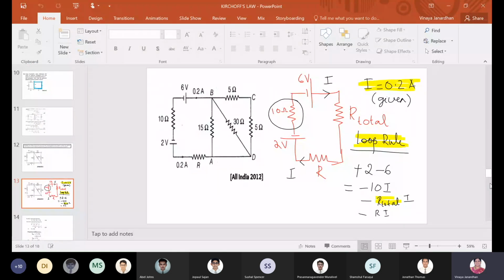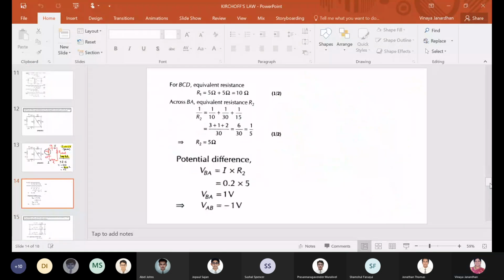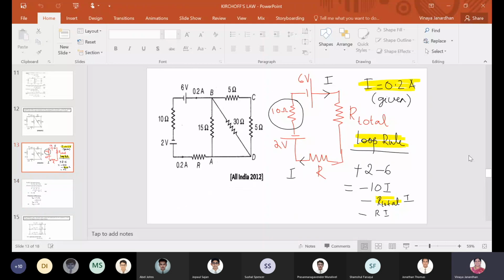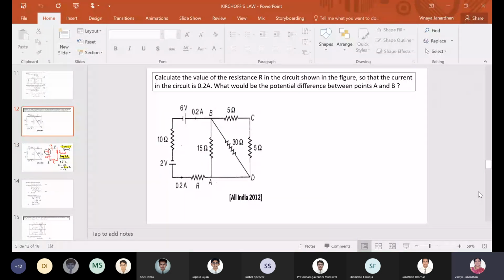What was the answer for the previous one? What was the question? Calculate the value of resistance R. Is that the error coming in all other classes? Only in physics? Boys?